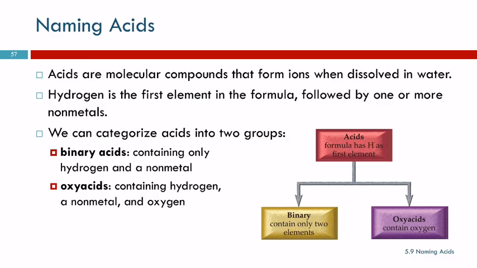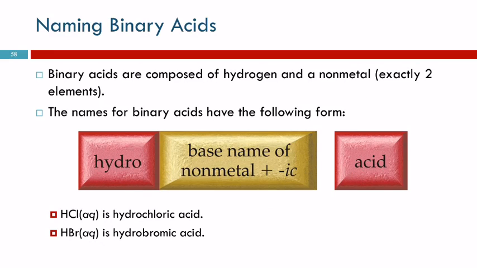Two kinds of acids. Binary acids have hydrogen and a nonmetal. Oxyacids have hydrogen, a nonmetal, and oxygen, so oxyacids contain oxygen. If it doesn't have oxygen in it, it's not an oxyacid. Naming binary acids, this is the pattern. We use the prefix hydro, and we look at the name of that nonmetal and change the ending of its name to ic. So fluorine would become fluoric, bromine would become bromic, and then the word acid afterwards.